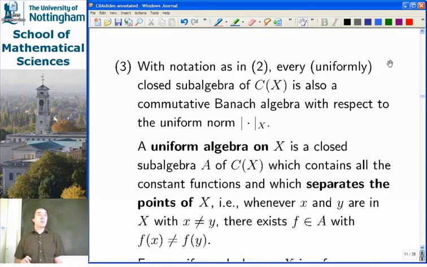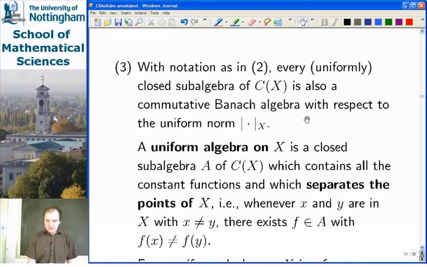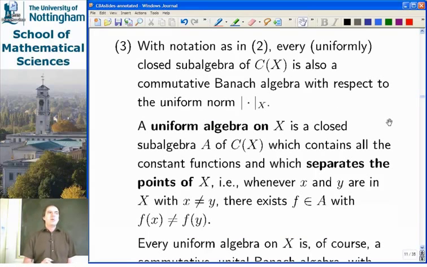And we know that you can take closed subalgebras of Banach algebras and get Banach algebras. And one good source of Banach algebras is to take closed subalgebras of c of x. And that always makes you into a commutative Banach algebra using the uniform norm on x. To call it a uniform algebra on x, we add a couple of extra conditions. We insist it's got the constant functions in, which is, of course, the constant function 1. So you've got 1 in c of x to start with, and that's the constant function.